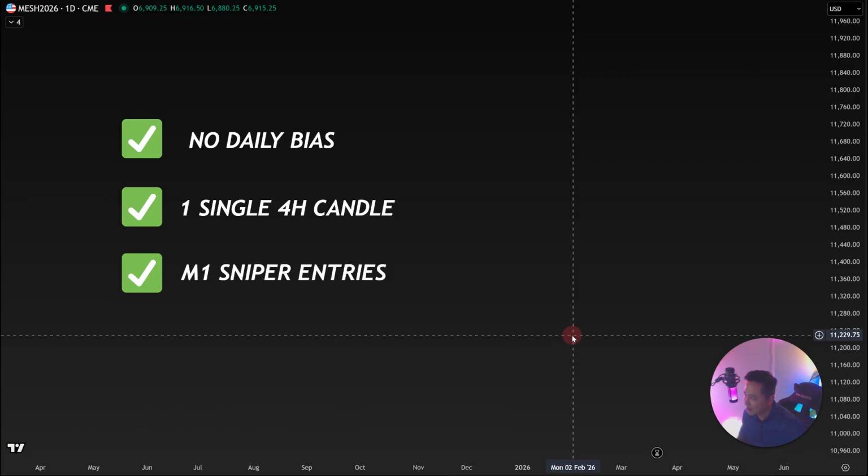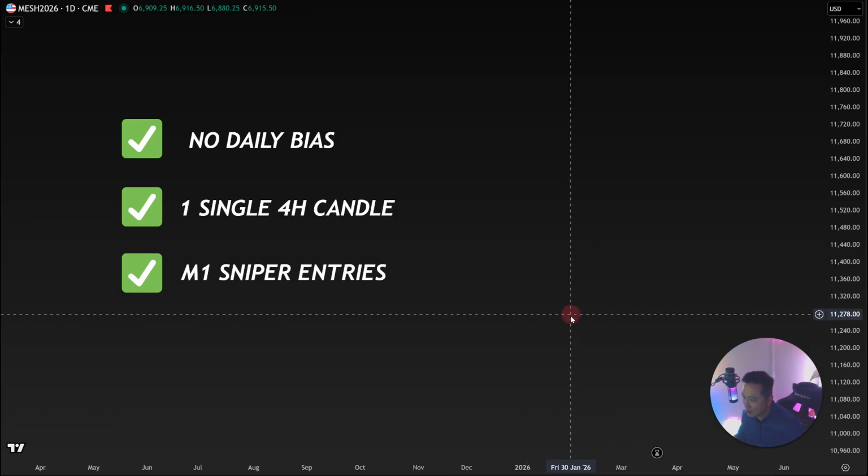Hope you guys are ready to take some notes here. I'm going to show you guys another super simple, super effective strategy and entry model that you can use to basically rinse prop firms, pass any evaluation, and get consistent payouts. This is going to be a really powerful entry method.